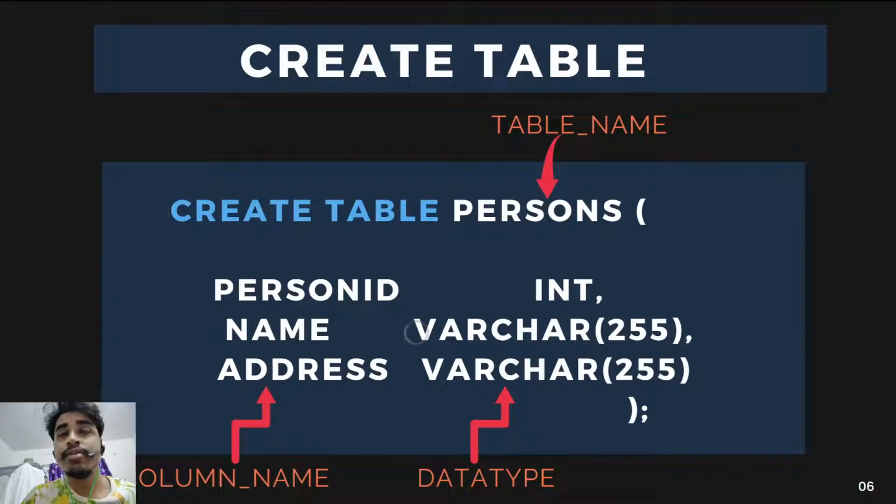In this syntax, we use create table, then the table name, then parentheses, and in the parentheses we use person id, name, address. These are column names. The column data type should be integer or varchar, meaning variable character. Its maximum size is 255, so we used the maximum size here. Okay, let's see what the output is after running this query.